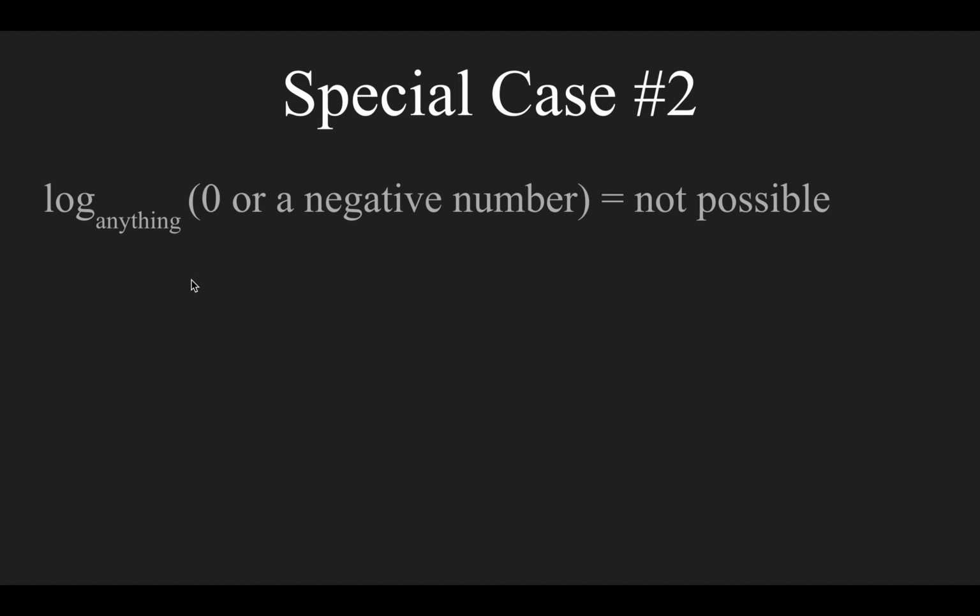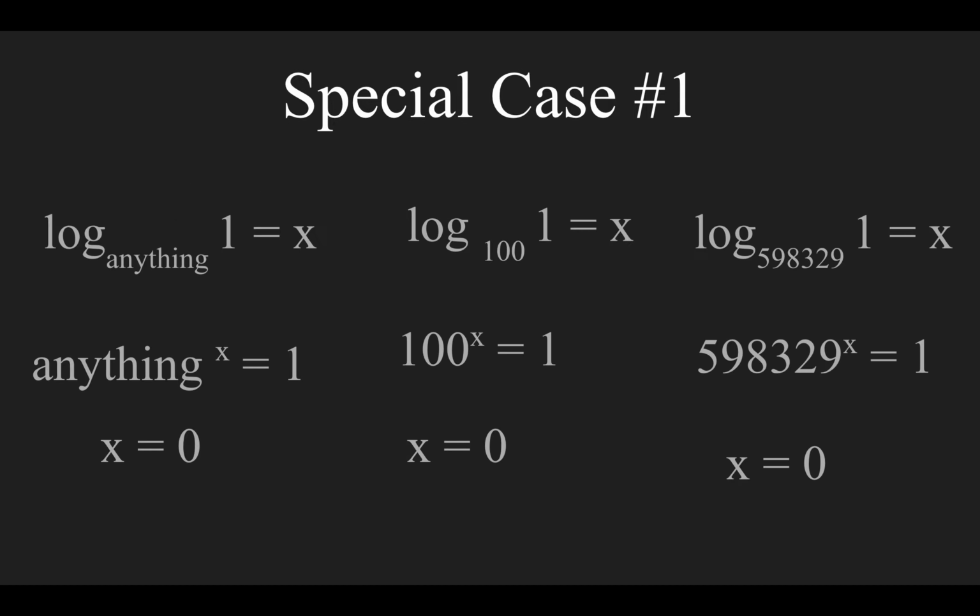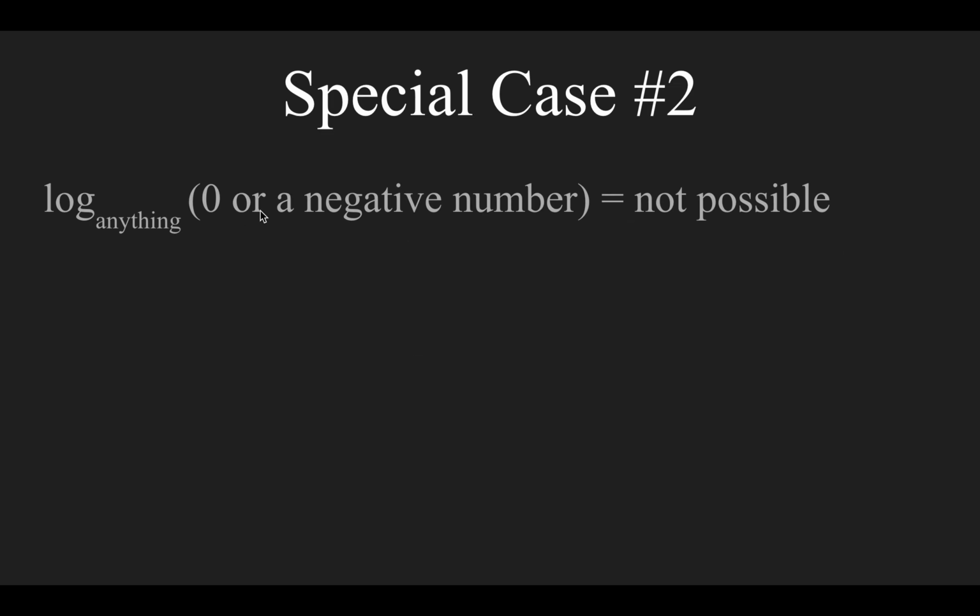Special case number 2. Log of anything again, and then instead of having a 1 right here, you have 0 or a negative number, right? It's the same thing as right here. You have a 1 right here. Well, now you have a 0 or a negative number. It is not possible to solve this logarithm. And I'll explain that here in a second, but this is where it kind of gets a little bit tricky. So for this equation, x does not exist.